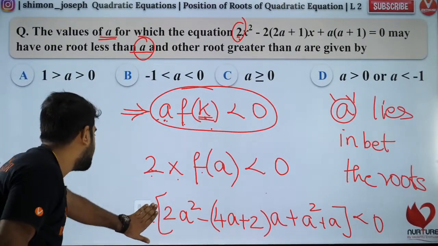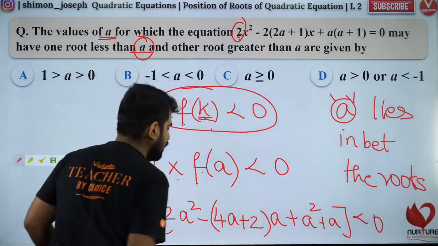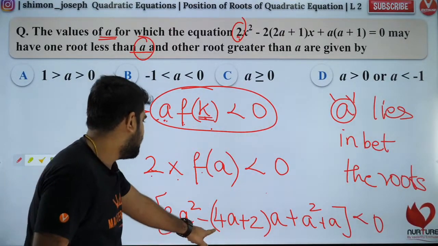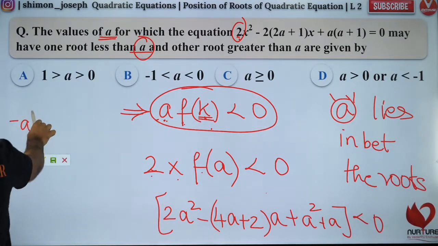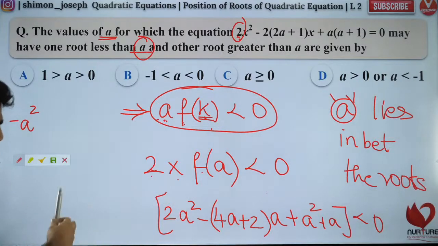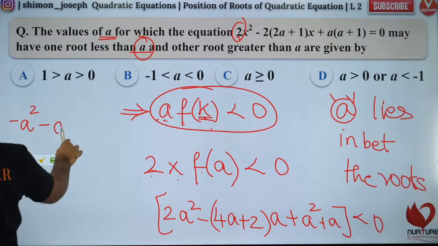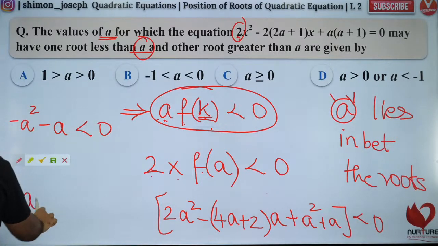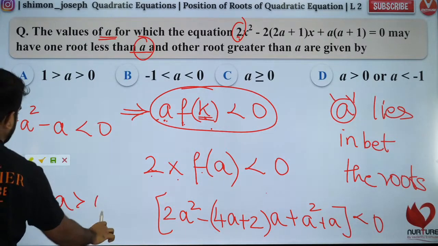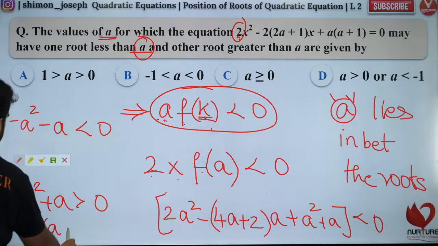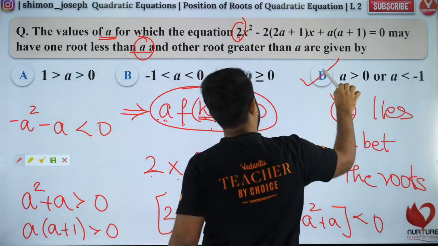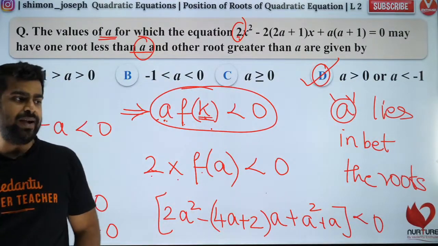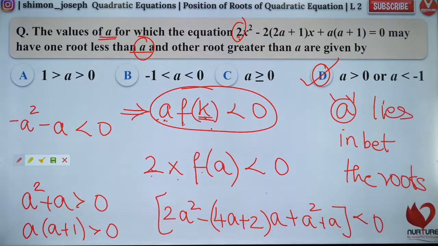I can remove 2, it doesn't matter because the right side is anyway 0. So if I simplify it, what will I get? I'll get 2a square minus 4a square plus a square, so it will be minus a square. Then you'll have minus 2a plus a, so it will be minus a less than 0. So I'll get a square plus a is greater than 0, so a into a plus 1 is greater than 0. So the answer will be a greater than 0 or a less than minus 1. By using the wavy curve, the answer will come out to be option D.